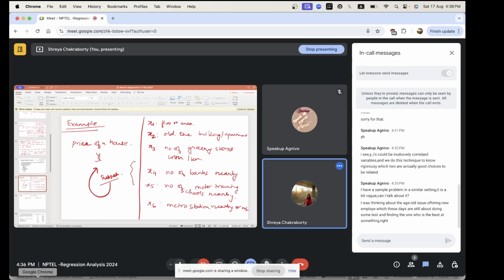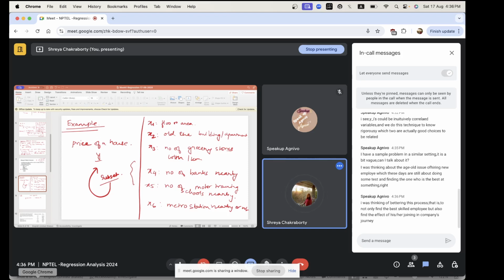Alright. Please let me know if there's something else you're thinking also. I was thinking of bettering this process, that is, to not only find the best skilled employees, but to find the effect of his or her joining on the company's journey. Oh, all right. So as far as I understand, these two processes are a little different. So the first thing that you were talking about, I'll just copy your query and then see if I can answer it.